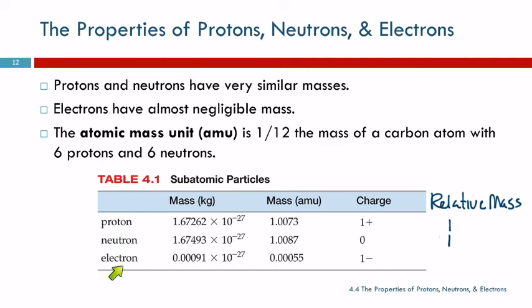And then we have the electron. The electron is much smaller. It's roughly 1 over 2,000 times as big as the others. So much, much smaller. For most purposes, we can say it has no mass.